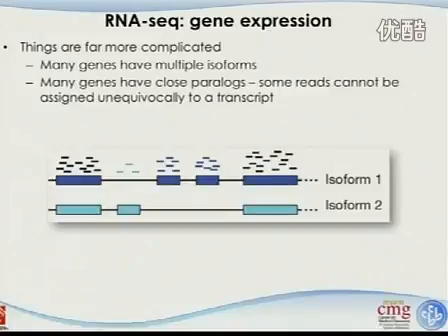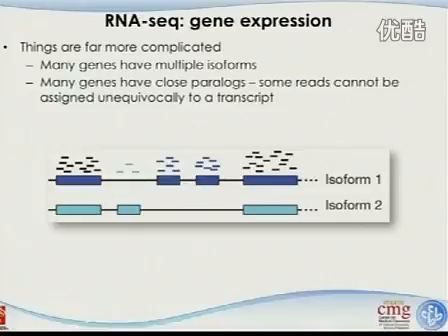Okay, but things are more complicated. If it's that easy, we don't have to go through this, right? Especially since we talked about the Chris Burge paper, we found that as many as 92% of multi-exon genes can be alternatively spliced, meaning they have multiple isoforms. And this is not an individual problem, it's a universal problem, because we know that in general genes are alternatively spliced. And many genes have close paralogs, so some reads cannot be assigned to a transcript.